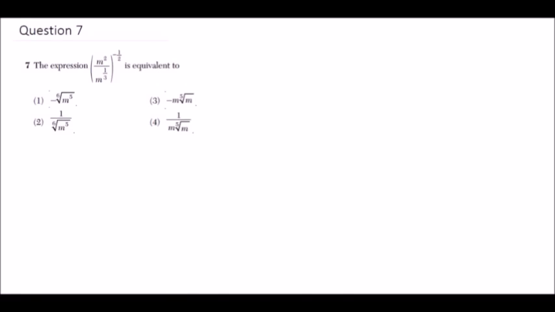This is question number 7 on the January 2017 Algebra 2 Common Core Regents, and this is a laws of exponents question. So let's do a really quick brief on those. We have x to the a times x to the b is x to the a plus b. X to the a divided by x to the b is x to the a minus b. And x to the a all to the b is x to the a b, or a times b.